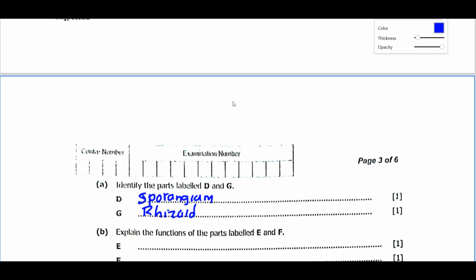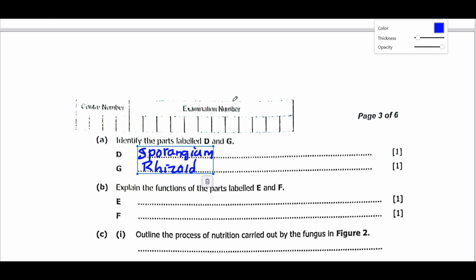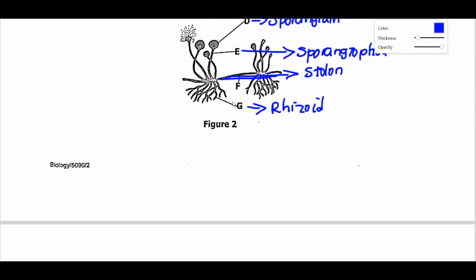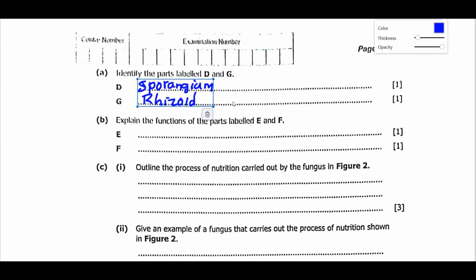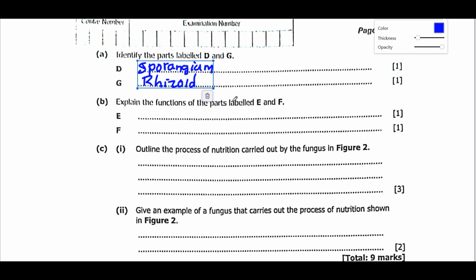Then explain the functions of the parts labeled E and F. So what's E and F? According to the structure, E is sporangiophore, F is stolon. So we just want to give the function of sporangiophore and the stolon. So E is sporangiophore. So function: to hold the sporangia at their tips.